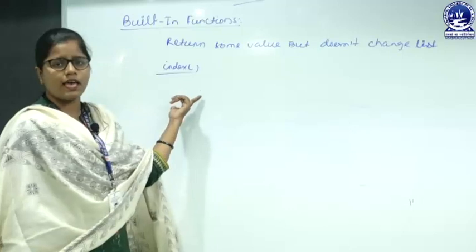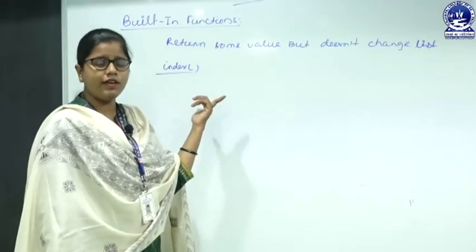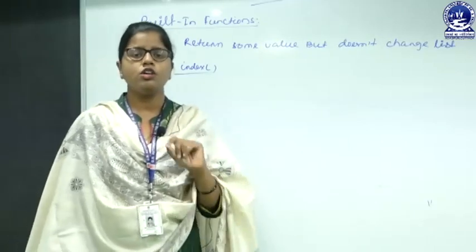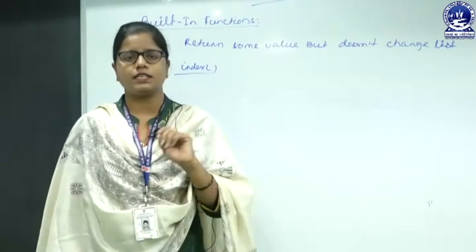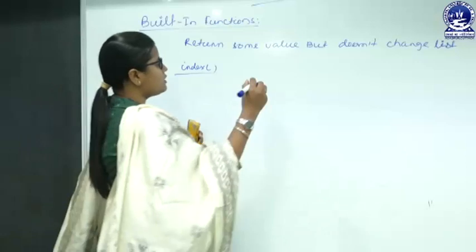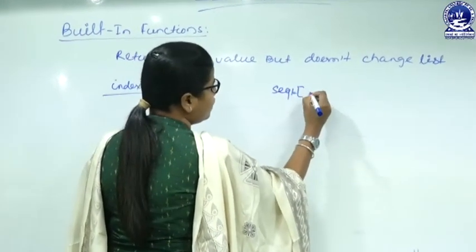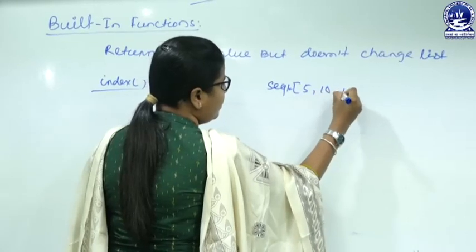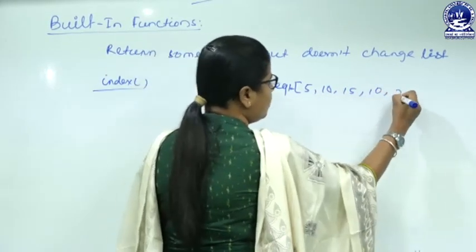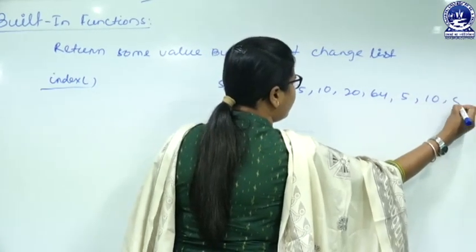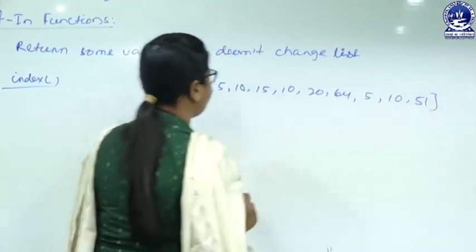Index is another built-in function. This will return the index number of a given value which appears first in the list. Suppose I am taking here sequence 1 equals 5, 10, 15, 10, 20, 64, 5, 10, 51.